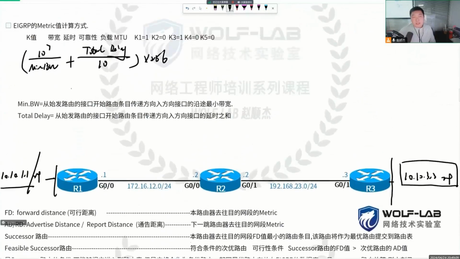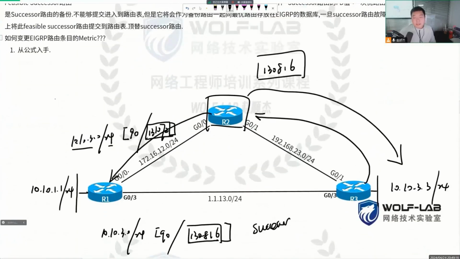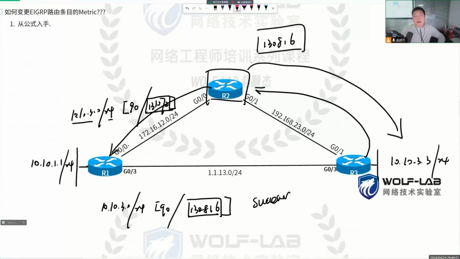Starting with the formula, we can manipulate the minimum bandwidth along the route to influence our route entries' FD and AD values. For example, now standing at R1, we learn the route entry from R3. According to the direction of route entry transmission, from the source of our route entry, we take 10 to the power of 7.